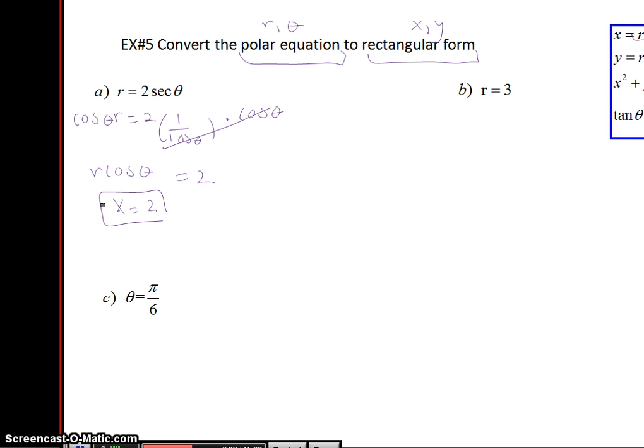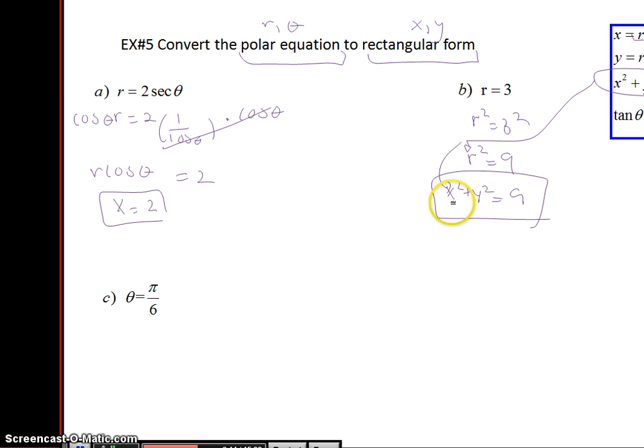Okay. For b, I have r equals 3. Well, a nice equation I have is r squared equals x squared plus y squared. So if I square both sides, r squared equals 3 squared, or r squared equals 9. So just square both sides of your equation. r squared is x squared plus y squared, because remember, our goal is to get rid of r's and thetas and introduce x's and y's. So I'm just replacing r squared with x squared plus y squared. So this is an equation with x's and y's, no r's and thetas. x squared plus y squared equals 9. That's a circle with radius 3, back from the conic section.